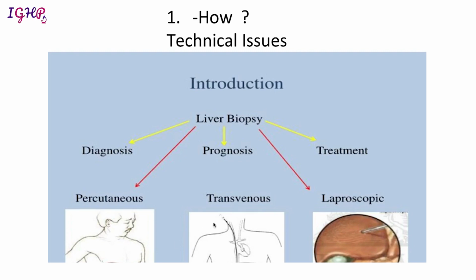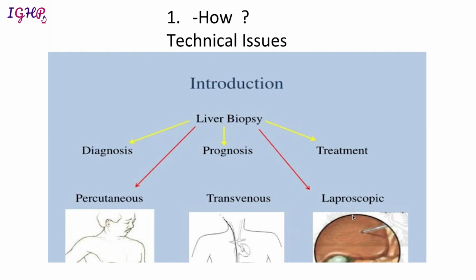The second method of getting a liver biopsy is through the transvenous route. This is generally performed when the patient's INR is very high, more than 1.5, and you cannot do a percutaneous biopsy because of the risk of bleeding. So you put a catheter through the internal jugular vein, reach the liver, and obtain a core of the liver tissue. That is called a transjugular liver biopsy.